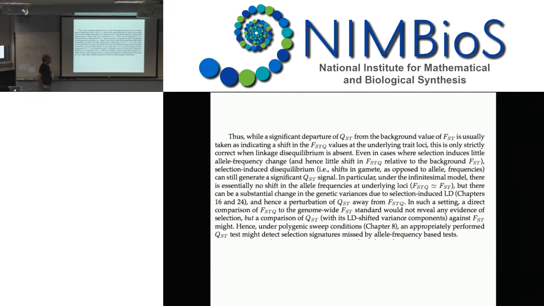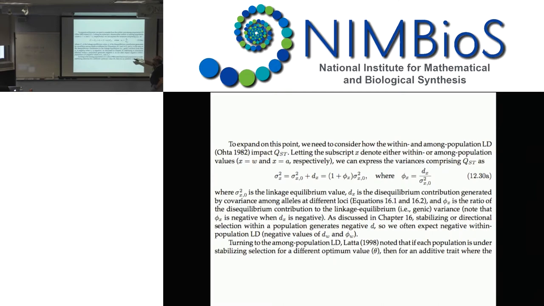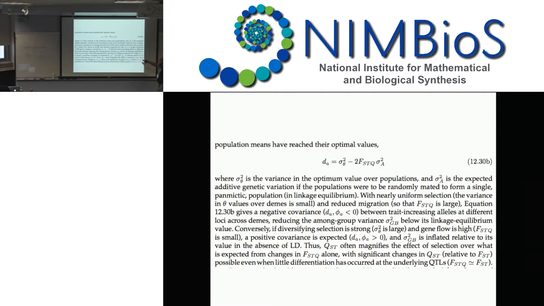And in particular, here, this basically shows what the modification is. So there's the initial variation and the disequilibrium. Stabilizing or directional selection generates negative D. That gives me negative within generation values. You can likewise show that the D you get across demes is due to the between-deme variance in the optimal values. That can be positive or negative depending upon the sign. So the bottom line is QST can be inflated by the presence of disequilibrium.